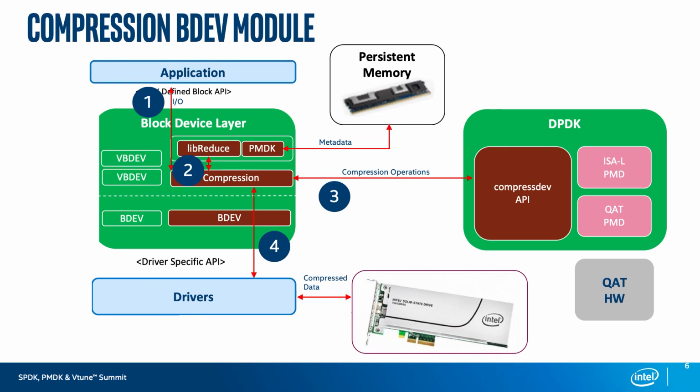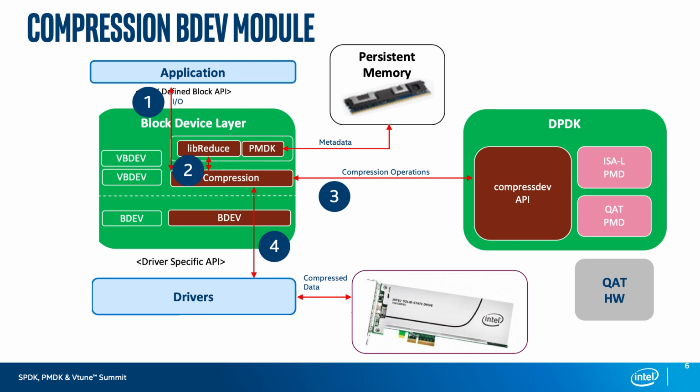All right, same thing on the left-hand side. We've got the application at the top. You can see the compression VBDEV in the middle, and then an NVMe BDEV underneath it. Now you see right above the compression VBDEV is the new reduce lib and PMDK. And when Jim gets to his stuff, he'll go through all the details of what those things do. You also see we've got persistent memory shown up here at the top.